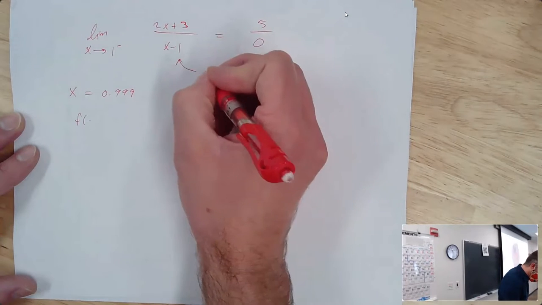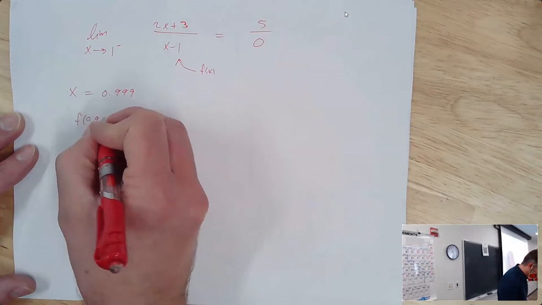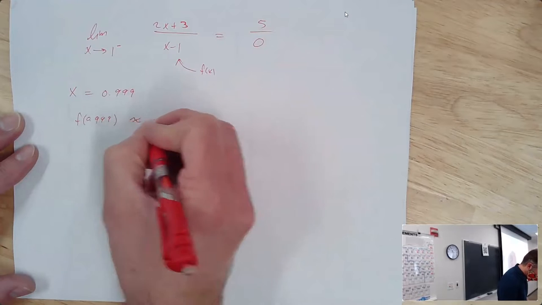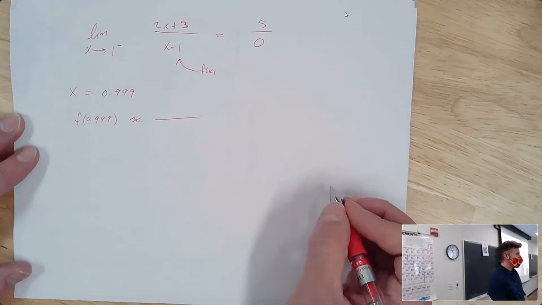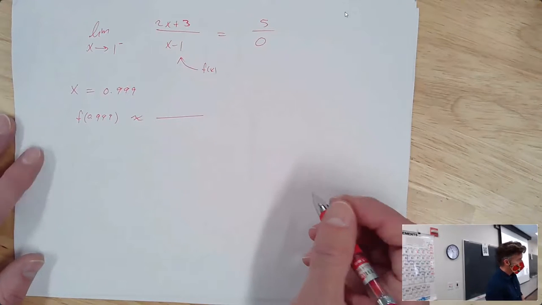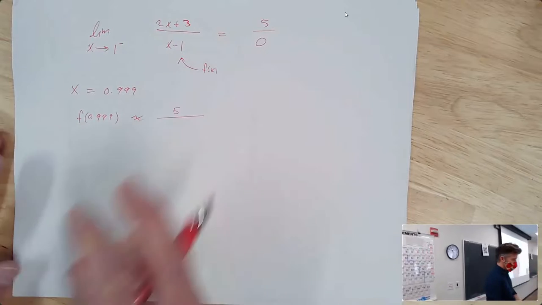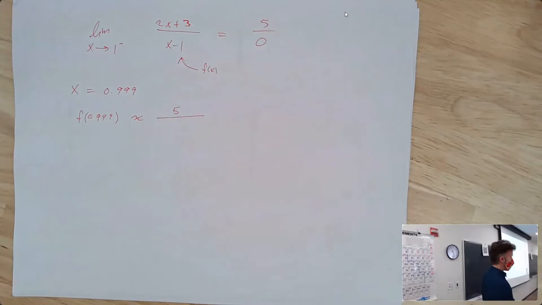And if I do that, then my function, f of 0.999, is going to be approximately, I don't really care about making the top exact. The top I'm going to say is 5, because I'm essentially plugging in 1. It's not going to matter that it's really 4.998 or whatever it would be if you did 2 times 0.999 plus 3.